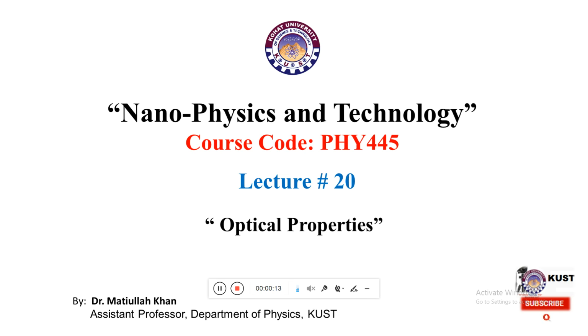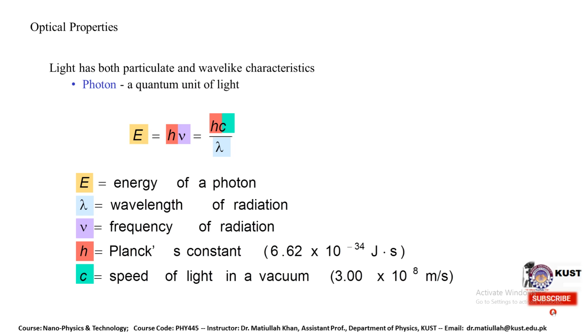In today's lecture, we will discuss the optical property of semiconductor materials. We will try to link the optical property with the band structure of semiconductor material, how these two properties are linked with each other, and how modification in the band gap can result in a change in the optical property of semiconductor material. This topic is part of the course outline of nanophysics and technology.